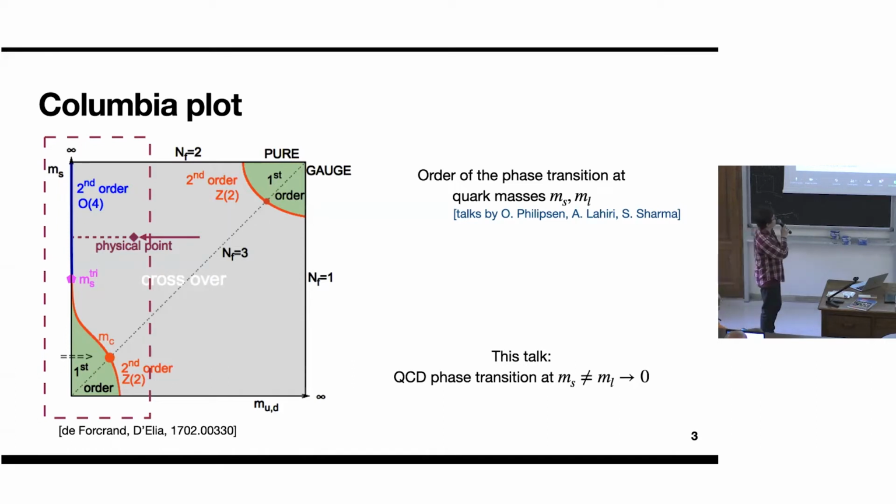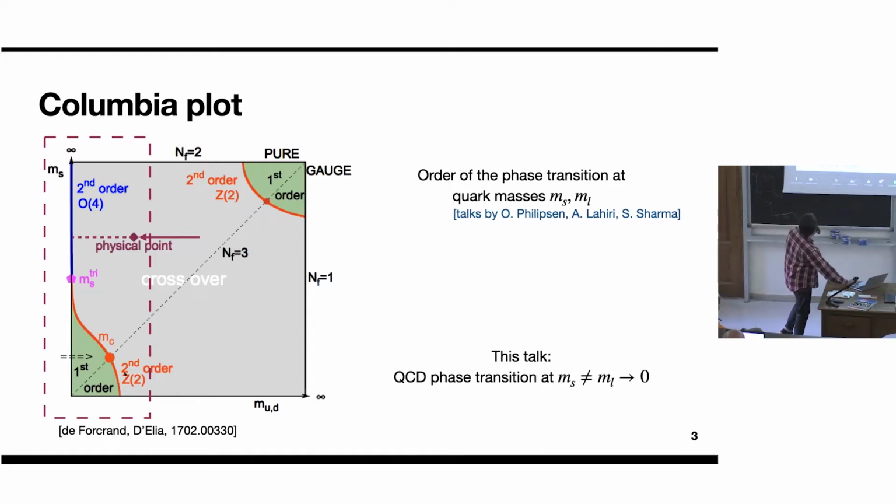So I will talk about the QCD phase transition at non-zero strange quark mass and non-zero light quark mass, and in particular what happens if we take the light quark mass going to zero. This roughly corresponds to this part of the Columbia plot, and more specifically I will concentrate on the physical point and what happens if we discuss the chiral limit starting from the physical point.